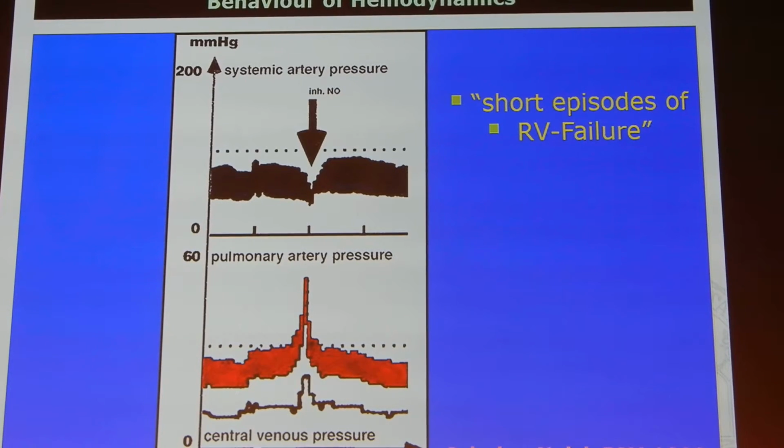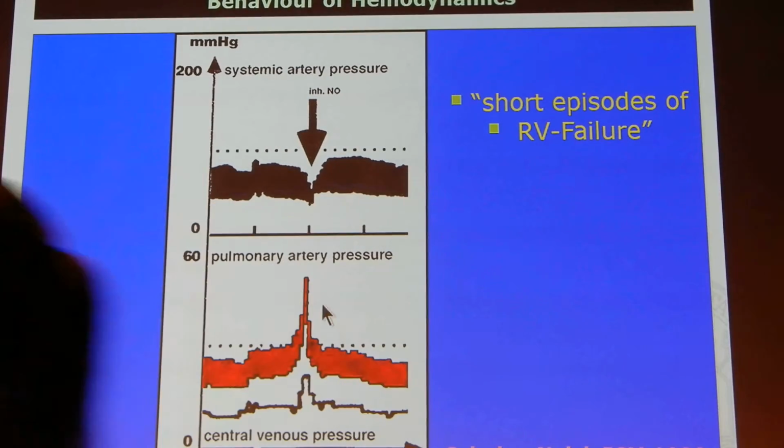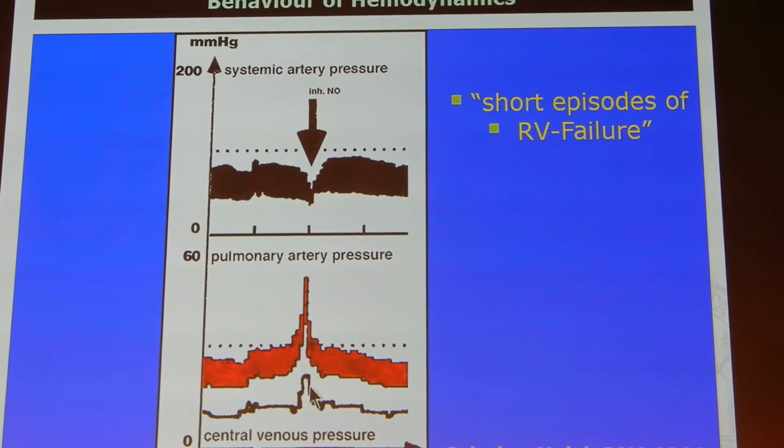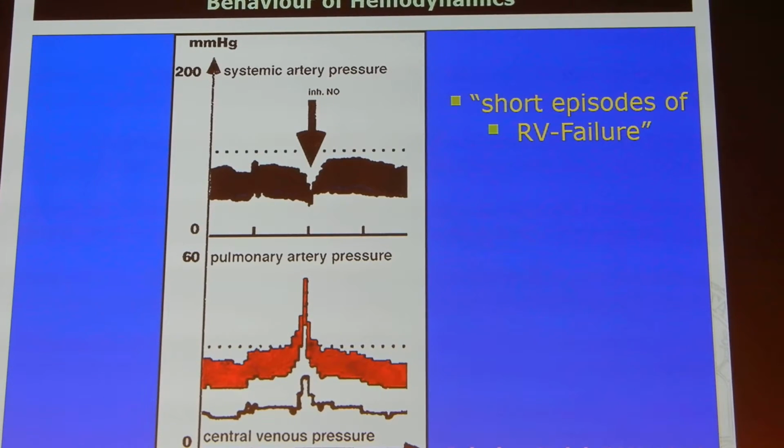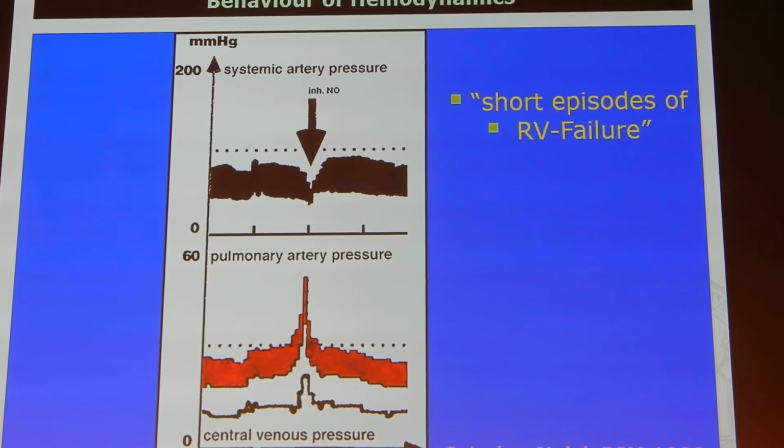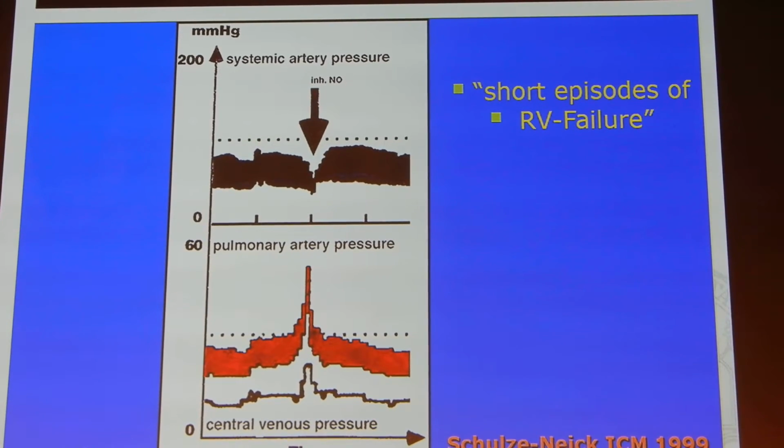I want to say a word about the physiology of pulmonary hypertensive crisis, which is, as you can see, a dramatic increase of pulmonary arterial pressure with central venous pressure as the sign of very fast and episodic right ventricular failure. And you can also see that the systemic pressure decreases close to a shock situation. So we believe that these episodes of pulmonary hypertensive crisis or syncope or pre-syncope are in fact short episodes of right heart failure, and that they can be quite damaging to the right ventricle.